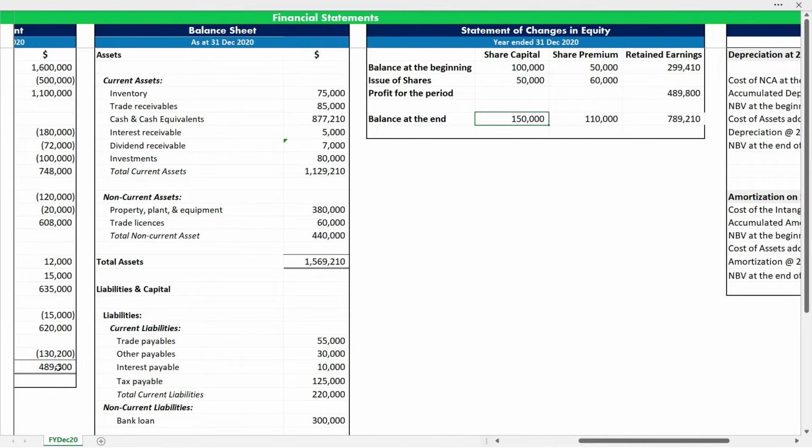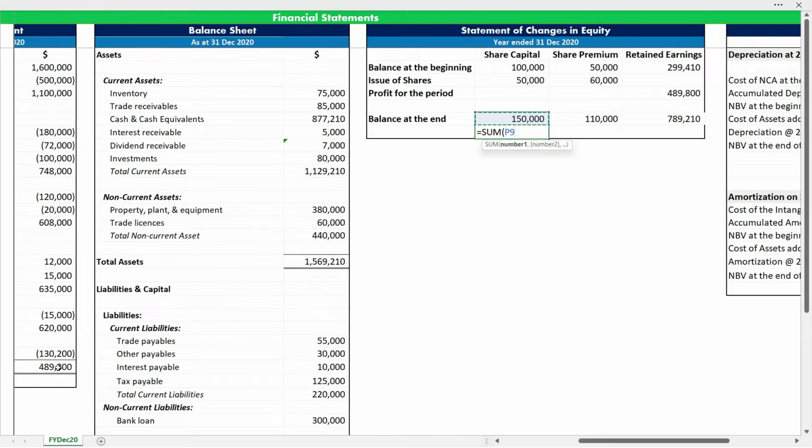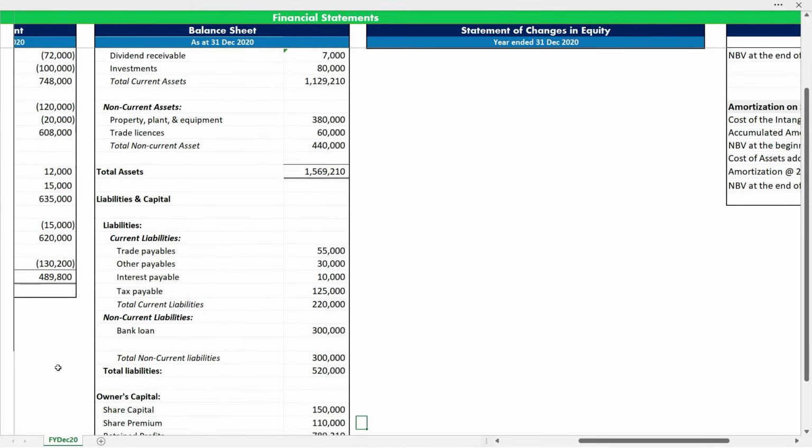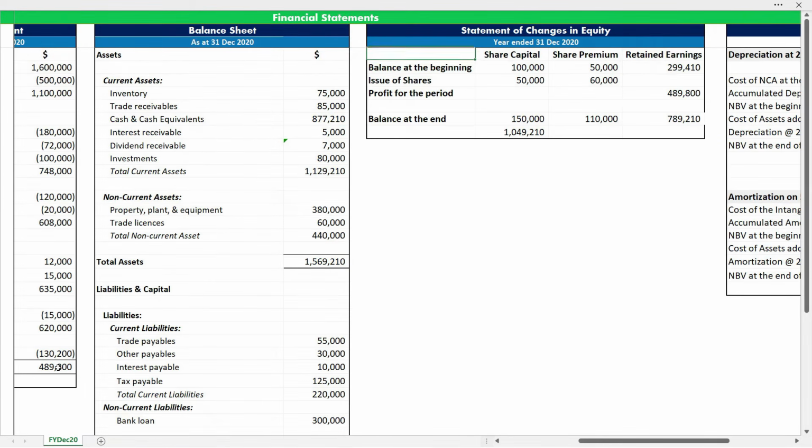So by the way, this equity should be equal to the equity value in our balance sheet. So just to check that, I'm adding these values, that is equivalent to 1049210, and then in my balance sheet the owner's equity is 1049210. So we are done with this equity statement as well.